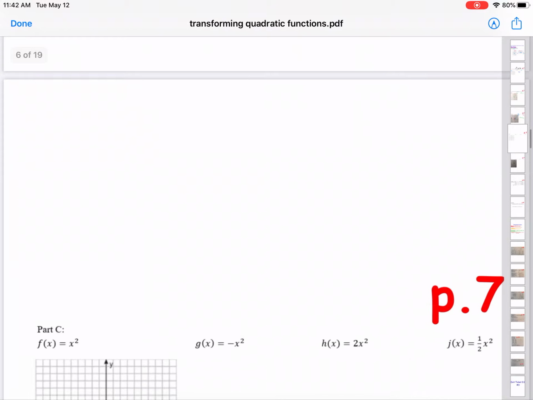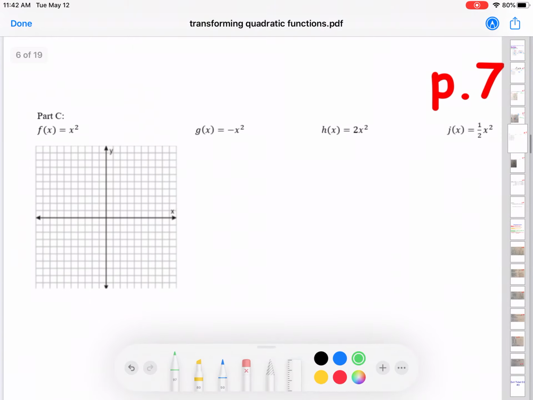And last but not least, let's take a look at part C. In part C, we're going to change that a value, meaning that number out front. Still working with our original parent function, let's see what happens if we put a negative out front, a 2 out front, or a 1/2 out front.